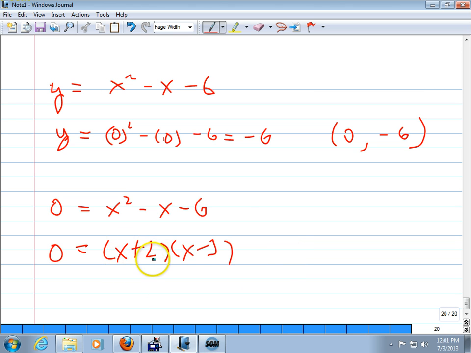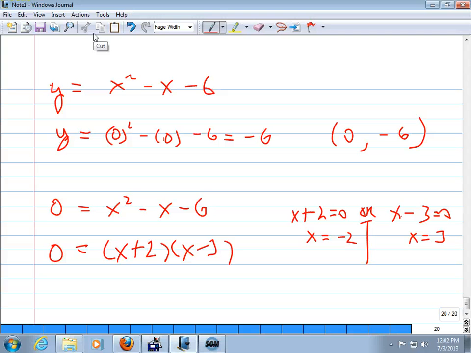If this times this equals 0, you know that this had to be 0 or this had to be 0. So I'm going to say it over here. X plus 2 has to be 0, or x minus 3 has to be 0. So solve for x, and you get x is negative 2 or positive 3, and you can always plug it back in to check.